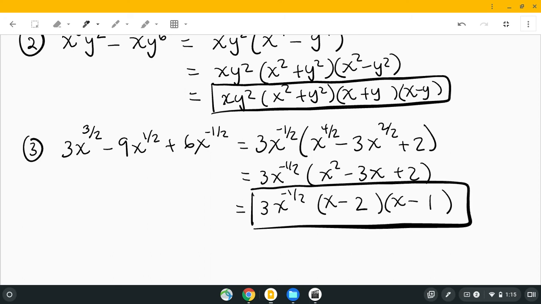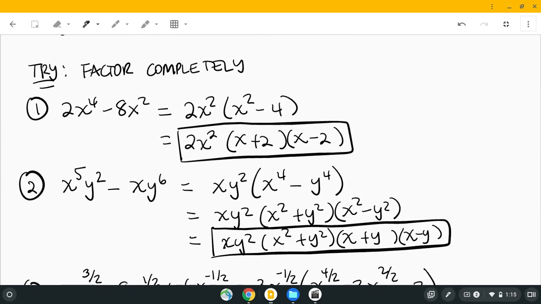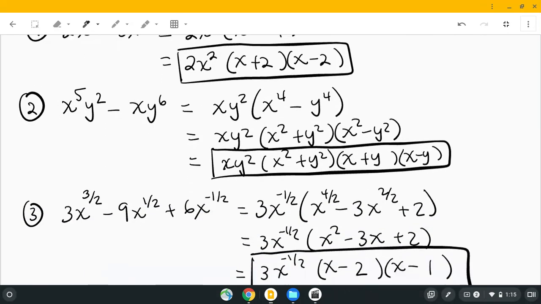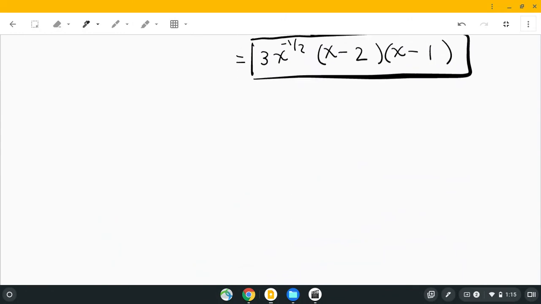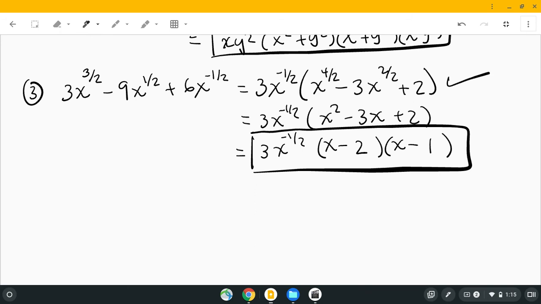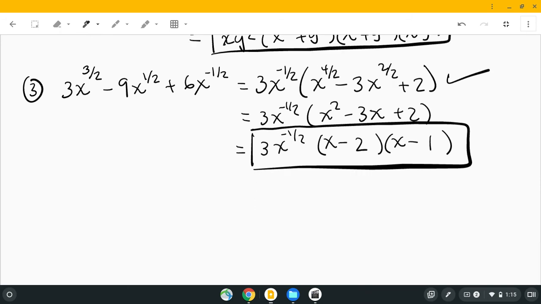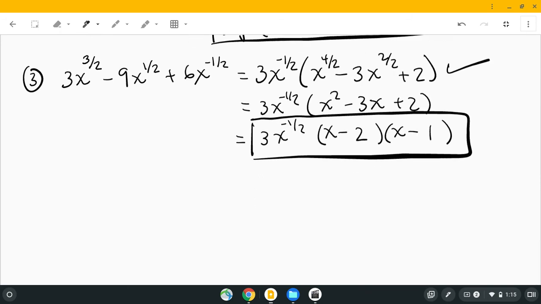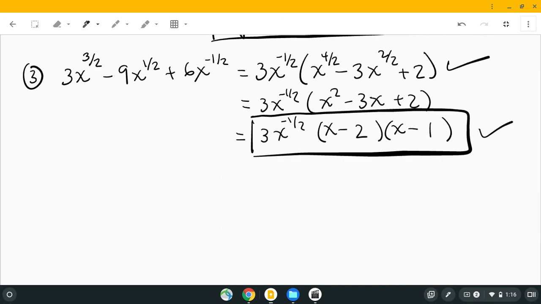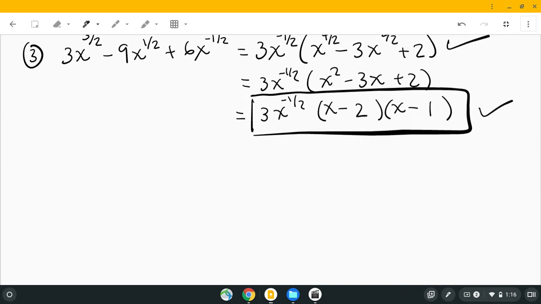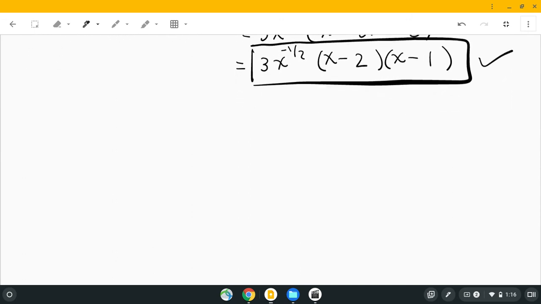And I can't factor anymore. Okay, so that's how you can factor completely. When they say factor completely, this means that you have to keep on factoring until you can no longer factor. If it only said factor, if you just did this first answer right here, that would be good enough, because to factor just means to rewrite it as a multiplication problem. To factor completely means to keep writing it as a multiplication problem until you no longer can.